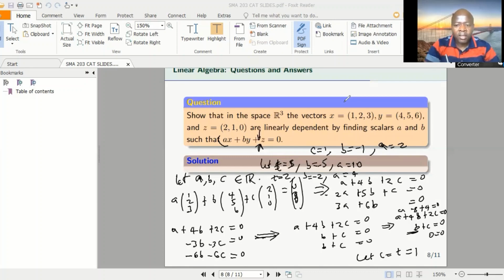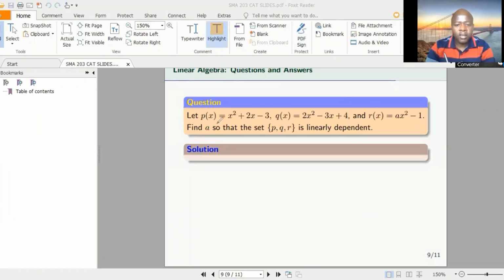Now let's look at the next question. The question says, let P(x), Q(x), and R(x) be polynomials. Find A so that the set of these polynomials is linearly dependent. The good thing is we've already looked at a question involving linear dependence of vectors. So the definition still remains that for P, Q, and R to be linearly dependent, we must obtain scalars, let me say scalars w, n, m, such that one scalar times P plus another scalar times Q plus another scalar times R will give us 0.